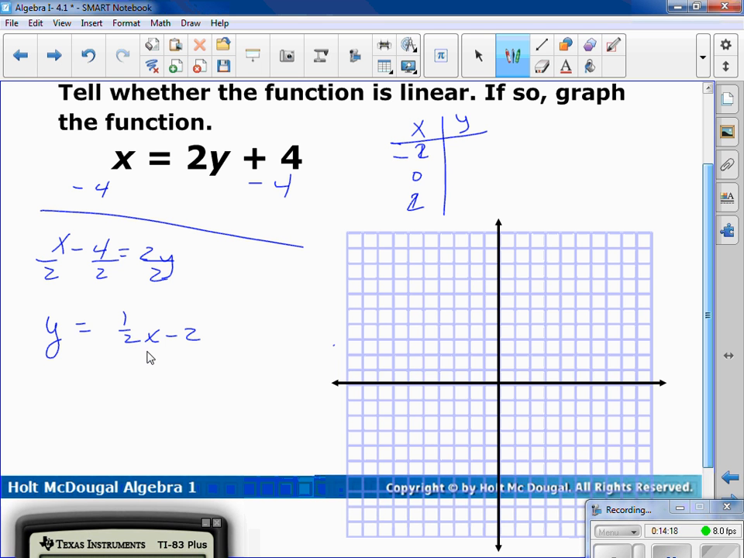What's half of negative 2? Negative 1. What's negative 1 and negative 2? Negative 3. What's 0 times half? What's 0 minus 2? Negative 2. Half of 2 is 1. 1 minus 2 is? Negative 1. So negative 2, negative 3; 0, negative 2; 2, negative 1. Again, if you look at the graph, it's a straight line.